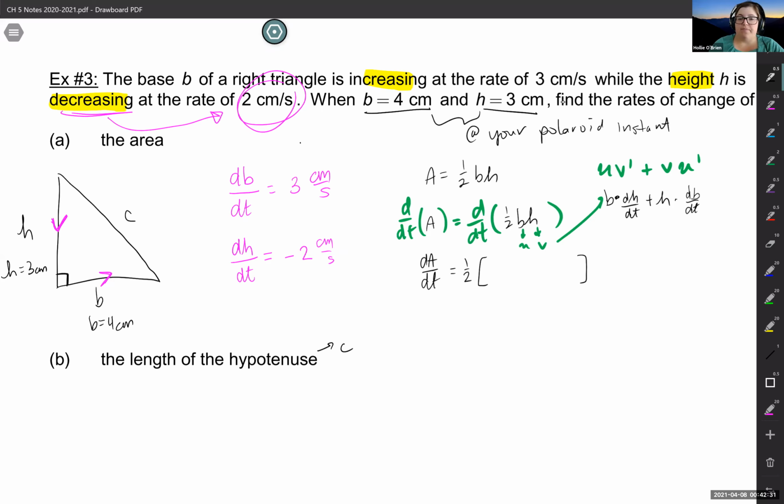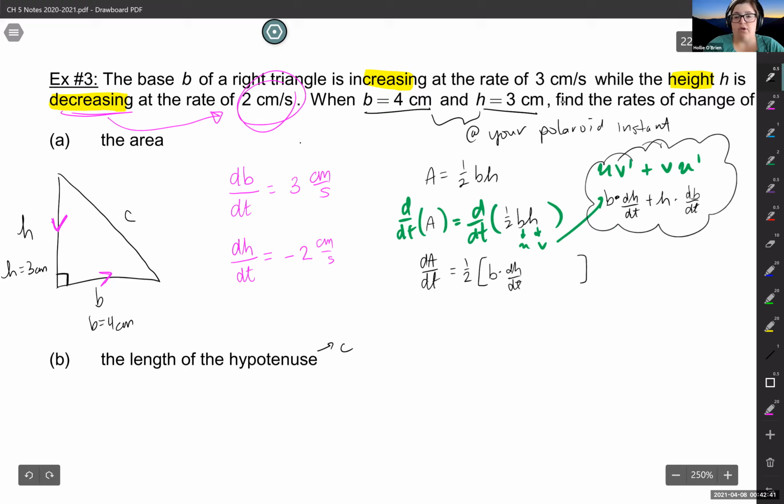Okay, so I'm going to just plug this in. So B times dH/dt, right? You didn't need this over here. This was just throwing back product rule. Plus H times dB/dt. Okay, so we have the equation. This tells us the rate of change of our area for any time, right? I could pick any snapshot, any Polaroid. Well, what about when base is 4 centimeters and height is 3? Okay, so we just plug in.